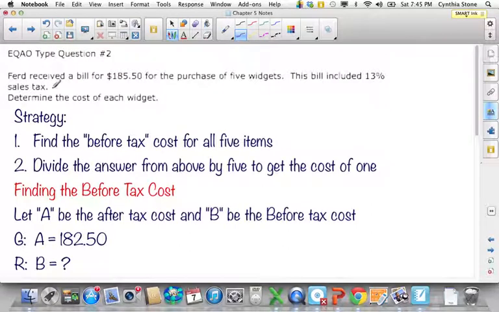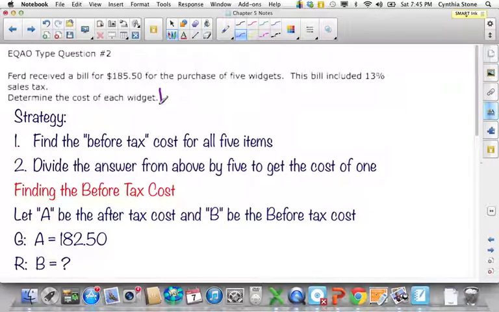Okay, the second question, same idea, using percents. This one's weird. He receives a bill, he bought five widgets for $185.50. Oops, I made a mistake here, I'll fix it after. Widgets is my generic word, could be anything, sweaters or t-shirts or whatever. So this is the price, 5 widgets for $185.50, and that's including the tax. So this is when he walked out the door, he looked at his receipt at the bottom. That's what he paid, $185.50, the price including tax. The question is, how much was each widget?